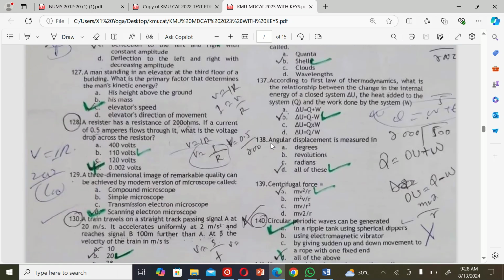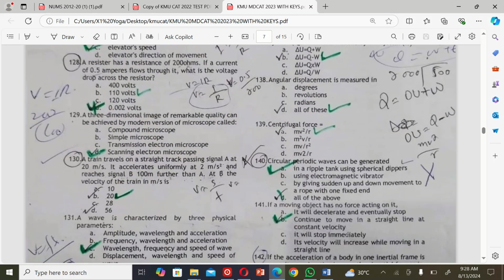The next MCQ is: angular displacement is measured in A. Degrees, B. Revolutions, C. Radians, and D. All of these. So the correct option is D. All of these. The next MCQ is: centrifugal force is A. Equal to mv squared over R, B. m squared v over R. So the correct option is A.